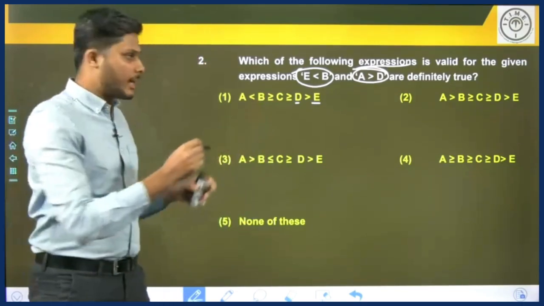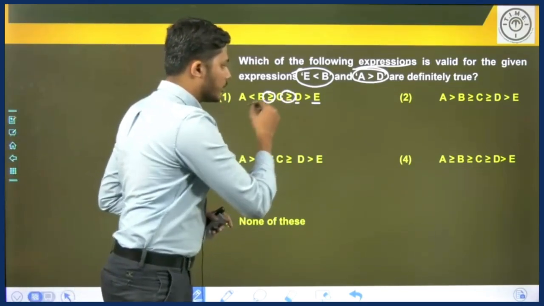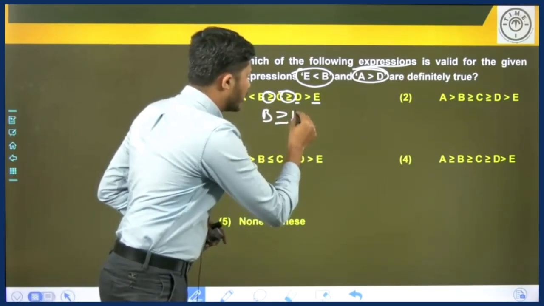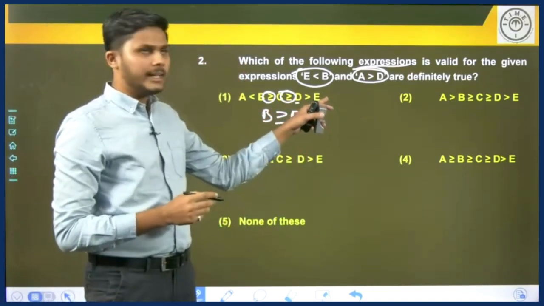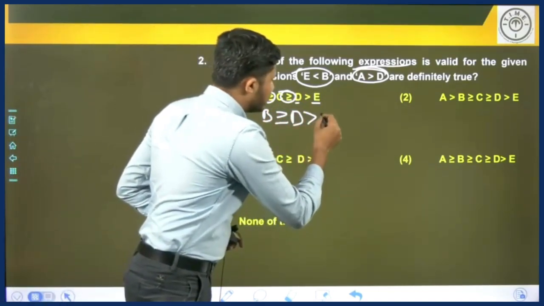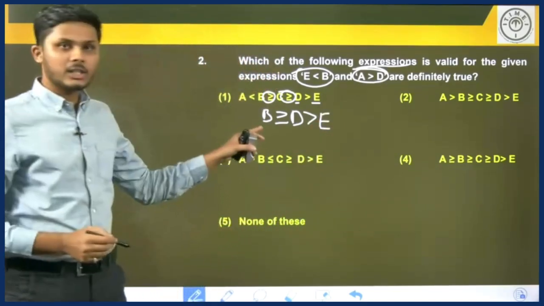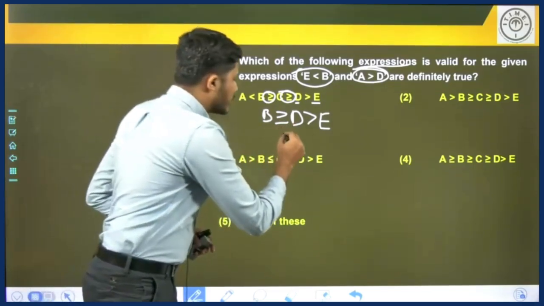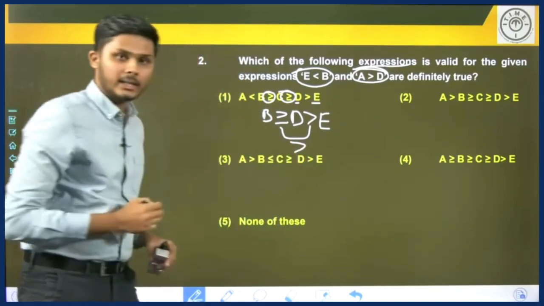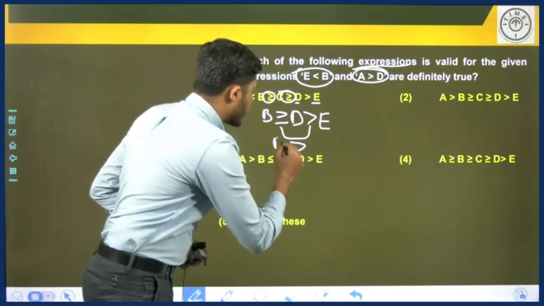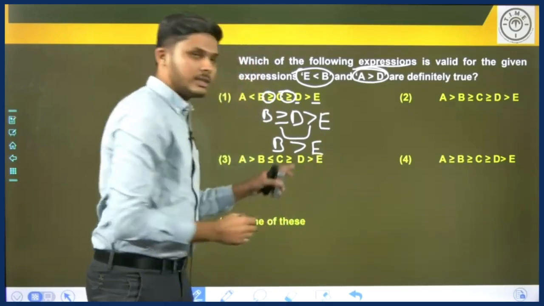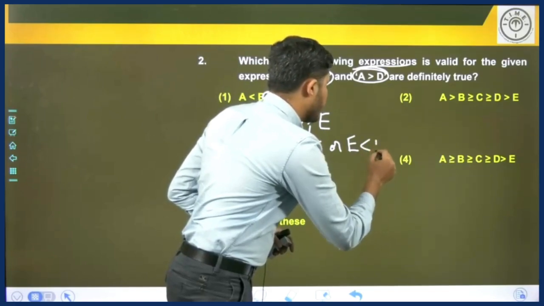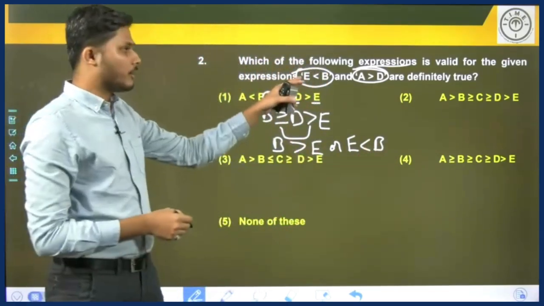Since the symbols are the same, greater than or equal to and greater than or equal to, the relation between B and D will be B greater than or equal to D, and the relation between D and E is D greater than E. So now for B and D, since the symbols are greater than or equal to and greater than, the end result will be greater than. So the relation between B and E will be B greater than E. This can also be written as E less than B, which does follow the first condition.